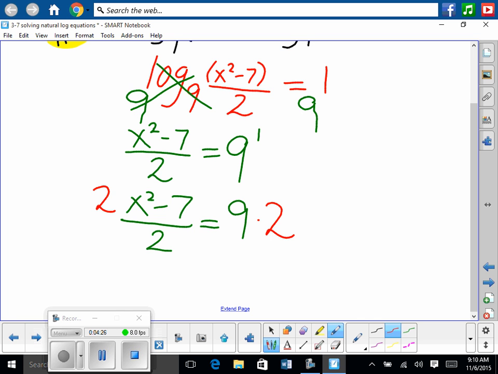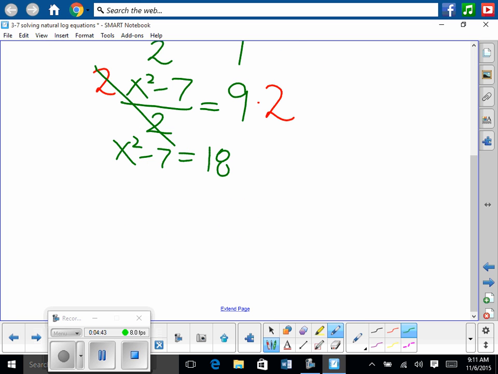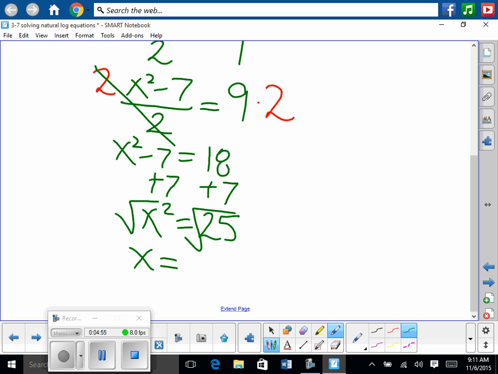Now, on the left side, do I multiply the 2 through? No. What happened with it? The 2's went away, right? Don't double dip. Okay, so we are left with x squared minus 7 is equal to 18. Then we'll solve for x piece by piece, algebraically. Add 7 to both sides of the equation. X squared is equal to 25. Then we take the square root of both sides. So x is equal to plus and minus 5. The square root is plus and minus.